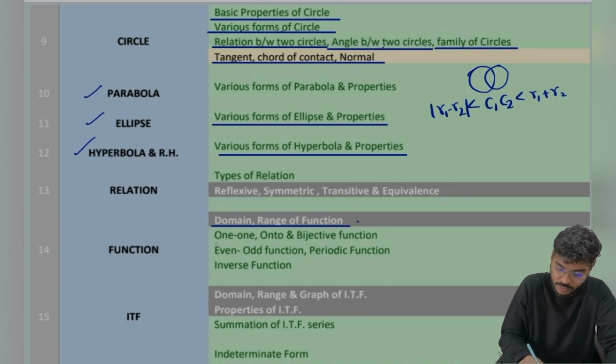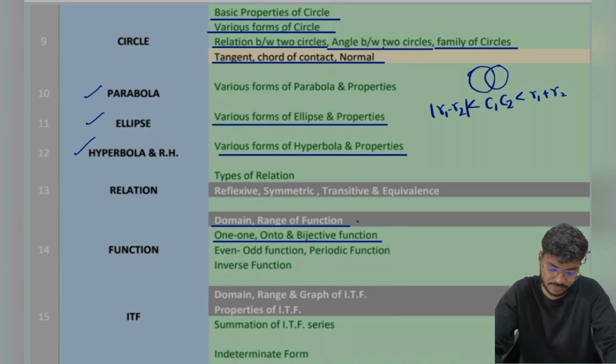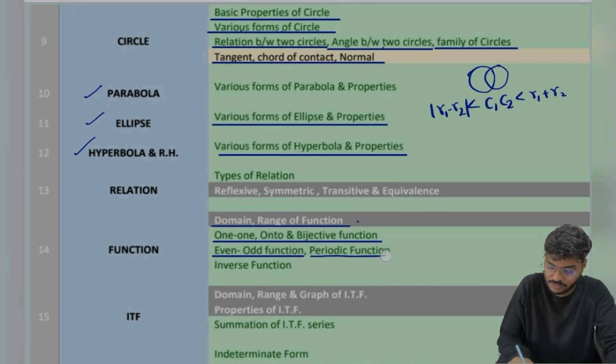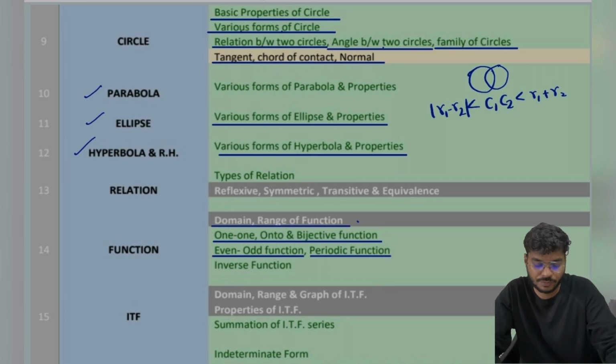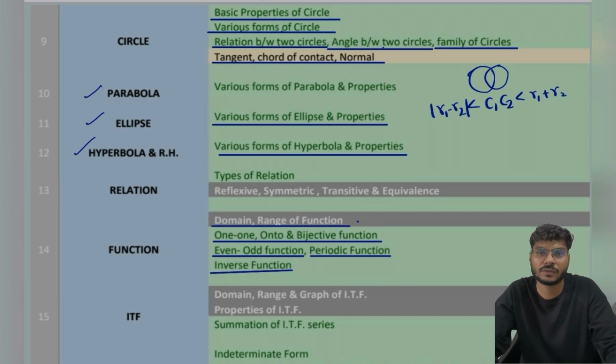Then one-one function, what are the bijective functions, what are the onto functions. Bijective functions are nothing but the one-one function as well as onto function. Then what are the even functions, what are the odd functions, periodic functions, the graph of the periodic function, the graph of the even function, the graph of the odd function, then the inverse function. If a function is a bijective function, then its inverse is possible.